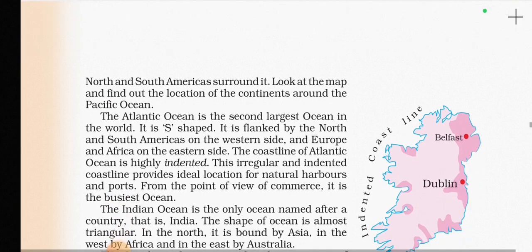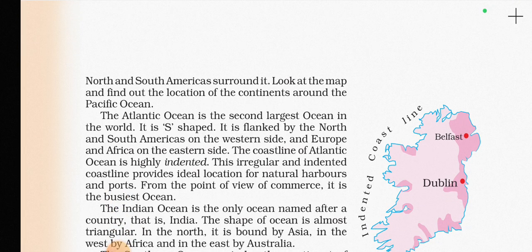Now moving ahead to the Atlantic Ocean. The Atlantic Ocean is the second largest ocean, after the Pacific, and it is S-shaped. It is flanked by North and South America on the western side and Europe and Africa on the eastern side.